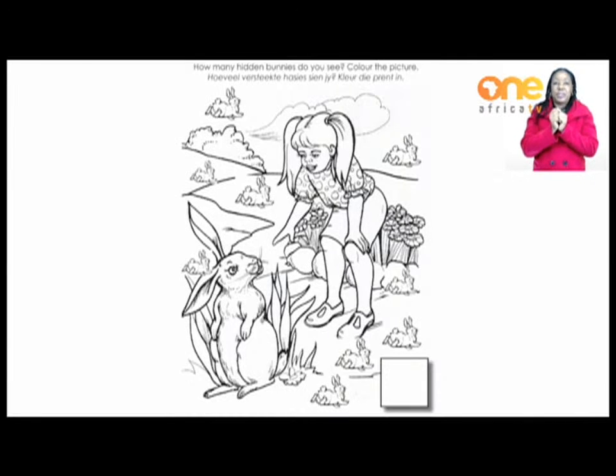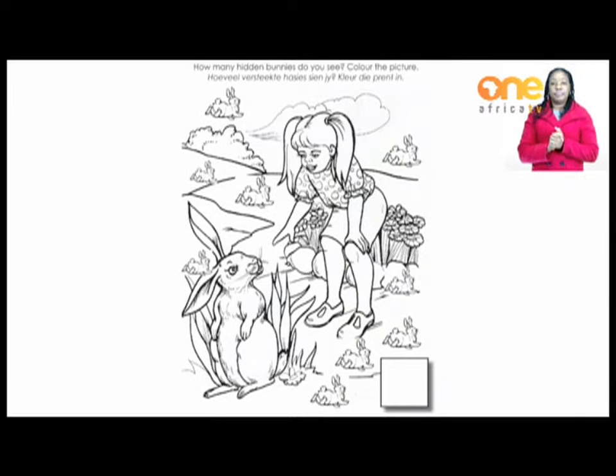Look right from the background of the picture. Right at the back of the picture, that's where you find the background of the picture. Let's try to find how many bunnies are hiding in this picture. Count and find the correct number. Write the number in the block right at the bottom of page 4 of your booklet and color in the picture. Well done if you have completed page 4.